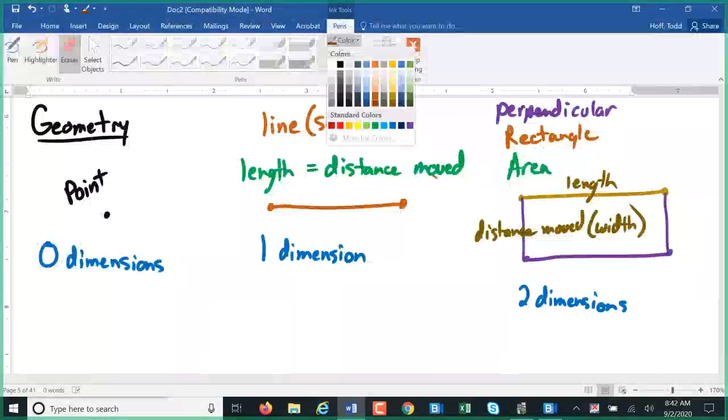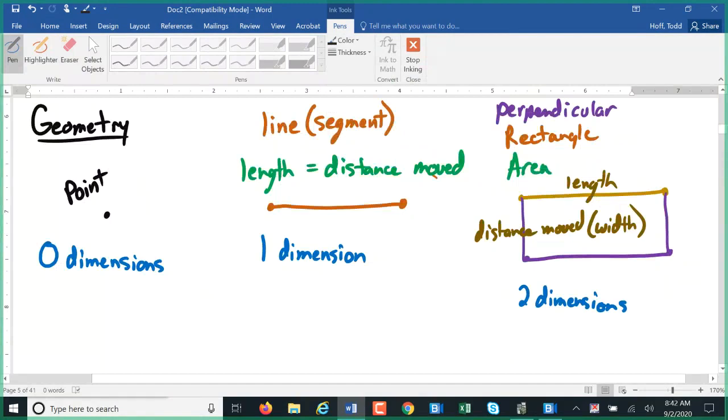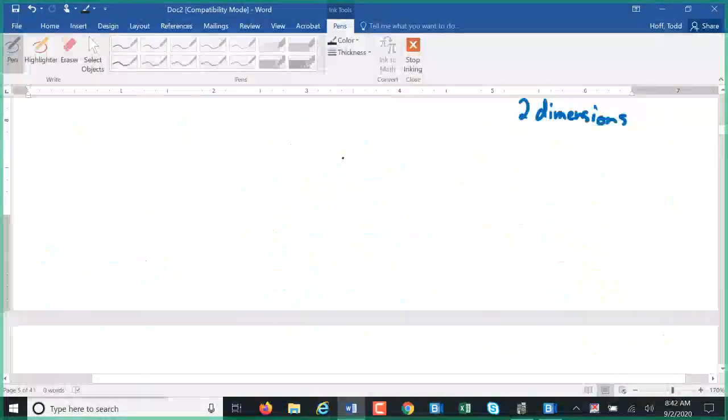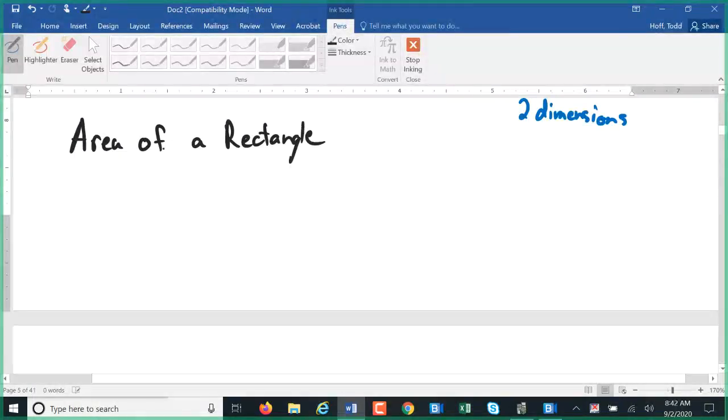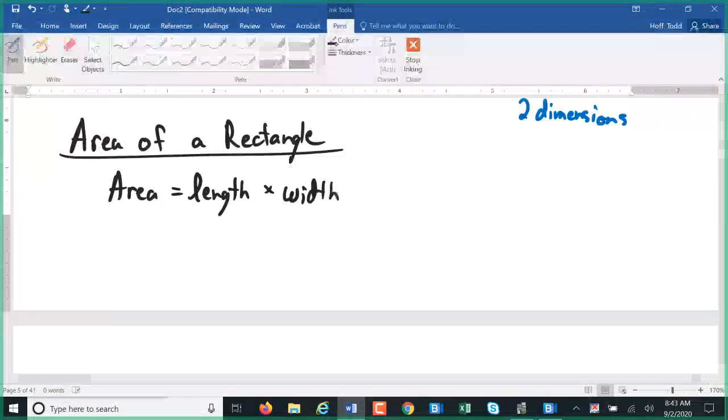So the area, the size of that area, like we said, depends on that original length of the segment and that distance that we move, the width. And that is our first formula for the area of a rectangle. Area is equal to length times width. We usually abbreviate that using just capital A for area, little l for length, and little w for width.